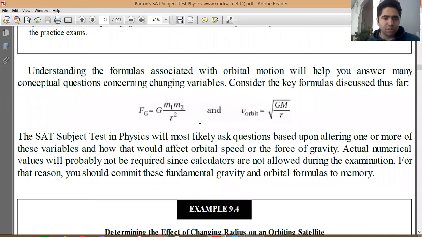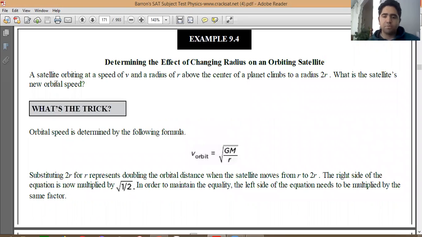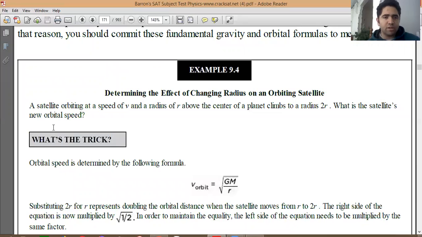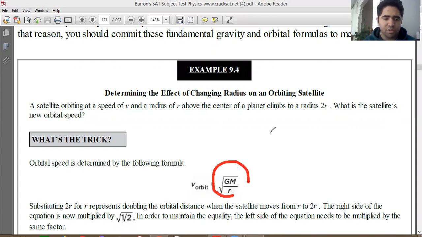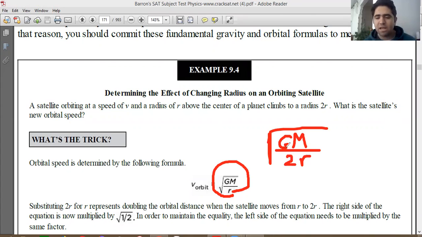So these are important. Here's an example. A satellite orbiting at a speed of v and a radius of r above the center of a planet climbs to a radius of 2r. What is the satellite's new orbital speed? So GM over r, that's what we know. So we're going to remove r and put 2r, so it'll be GM divided by 2r. So how is the new orbital velocity going to compare to the old one?